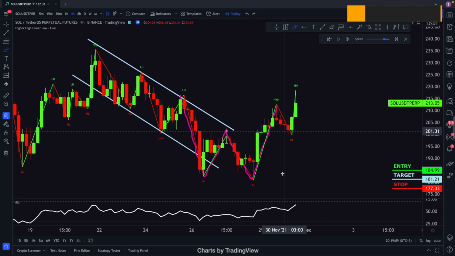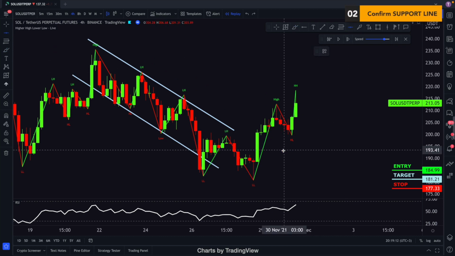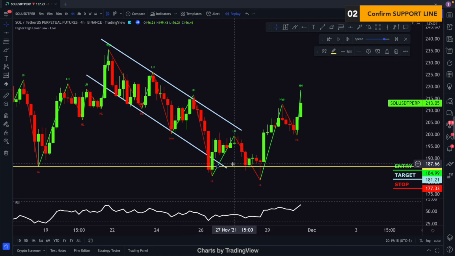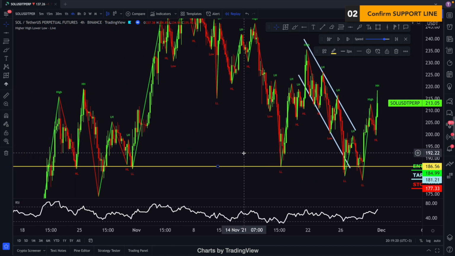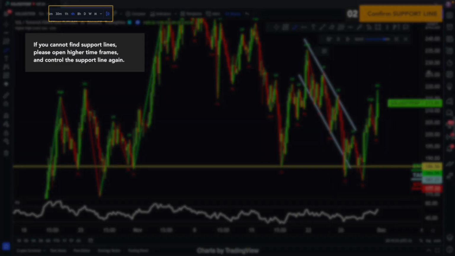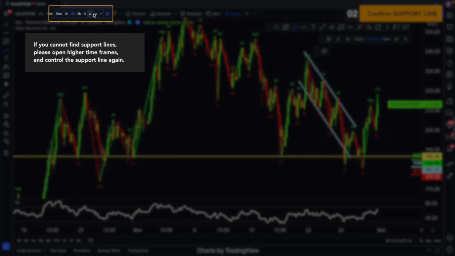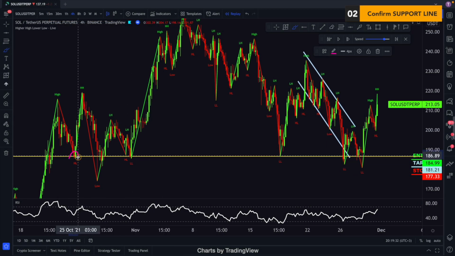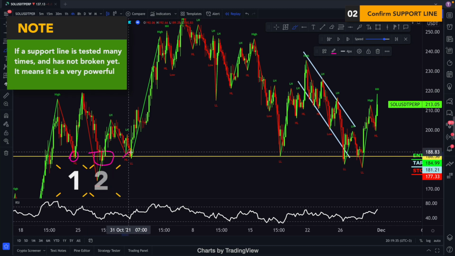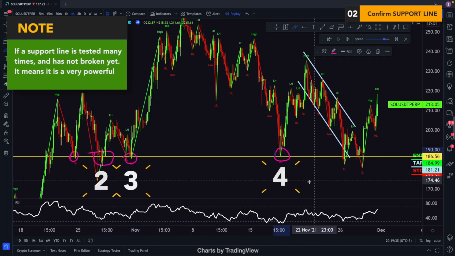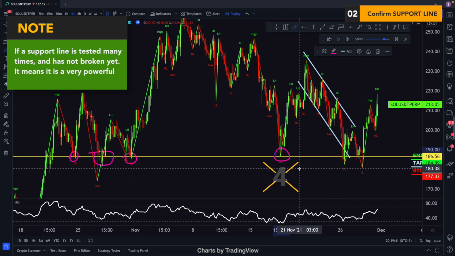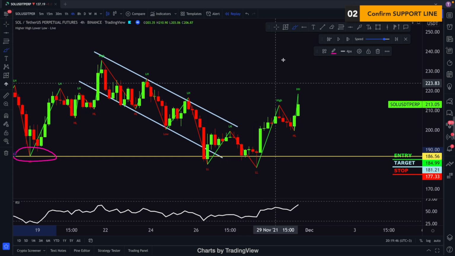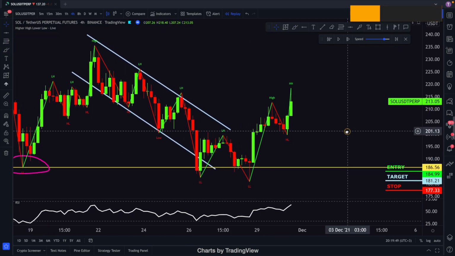Step 2. Confirm a support line. Now, let's draw a support line and check if this is a strong support line or not. You just need to zoom out the chart and look for support tests. If you cannot find support lines, please open a higher time frame and check the support line again. Okay, as you can see, the support line was tested 4 times. If a support line is tested so many times and has not broken yet, it means it is a very powerful one.